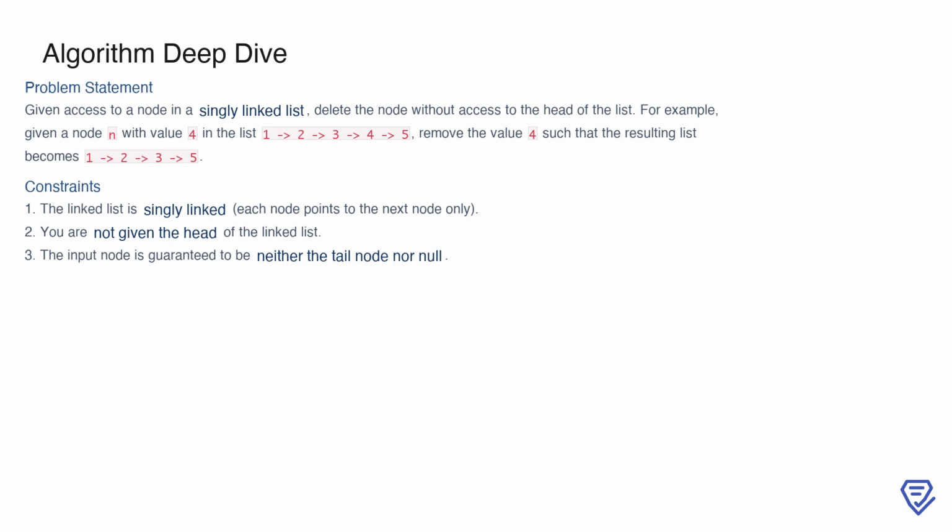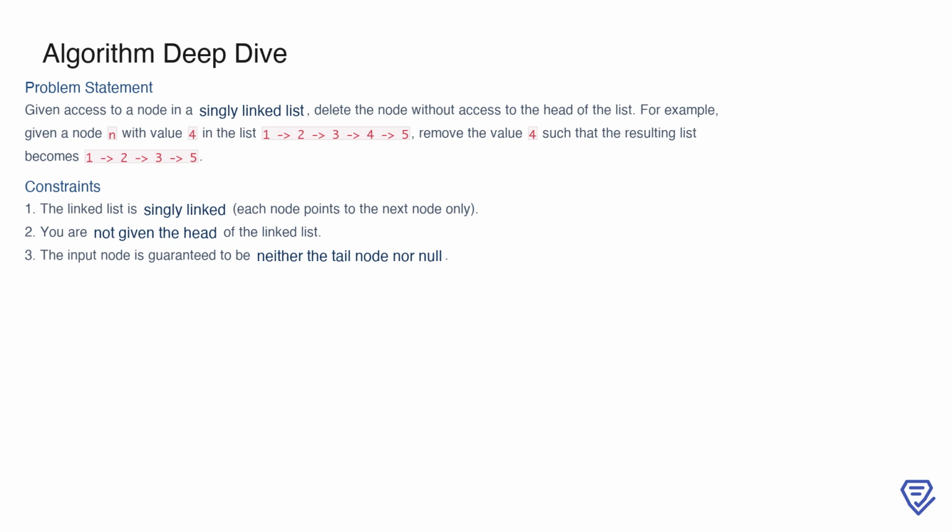The problem asks us to delete a specific node in a singly linked list, but with an important limitation: we are not given access to the head of the list. Instead, we are directly provided the node to delete. For example, if the list is 1-2-3-4-5 and we are asked to delete the node with value 4, the resulting list should be 1-2-3-5. This means we need to modify the structure of the list starting from the given node itself.